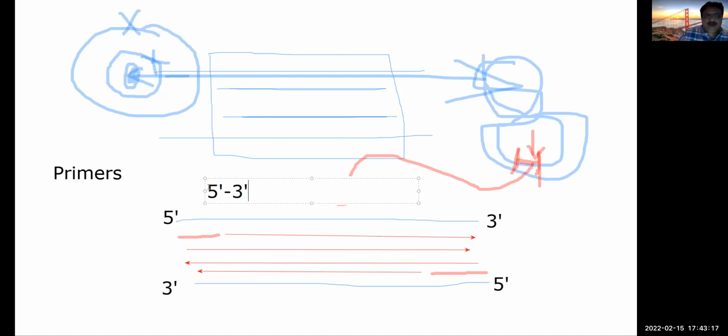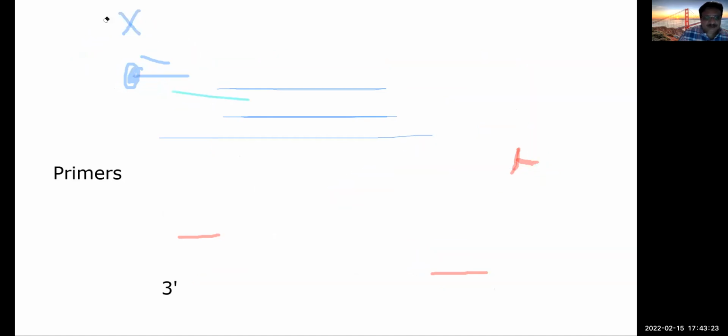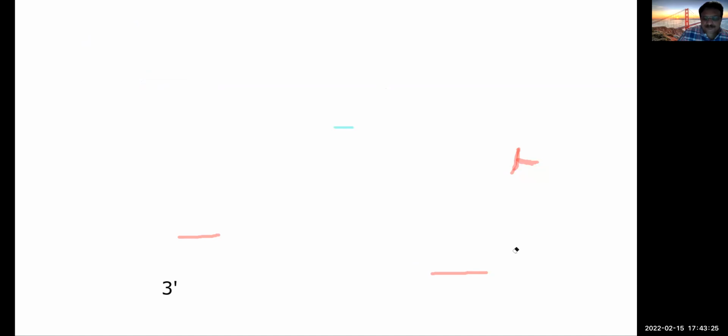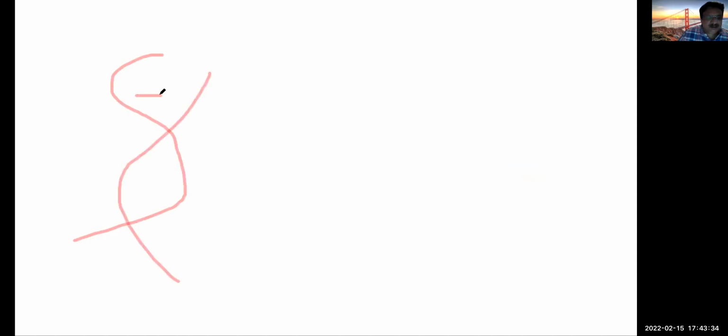Now remember, in the beginning of the chapter, I mentioned to you that it's a blessing that the two strands of DNA are connected by hydrogen bonds. They're connected by hydrogen bonds, right?